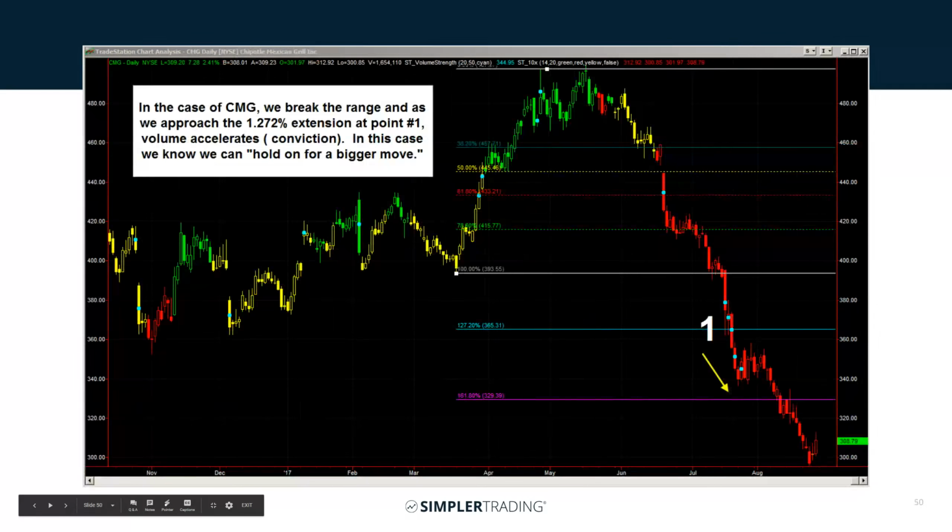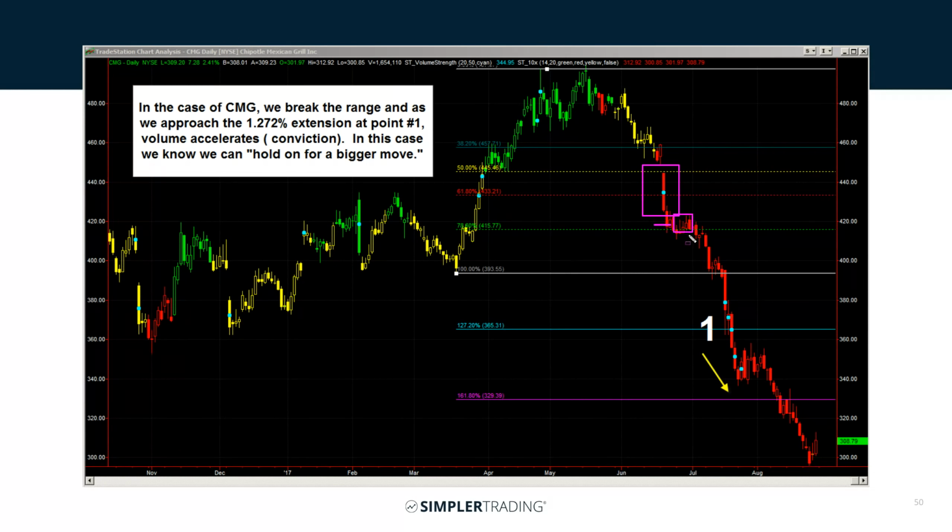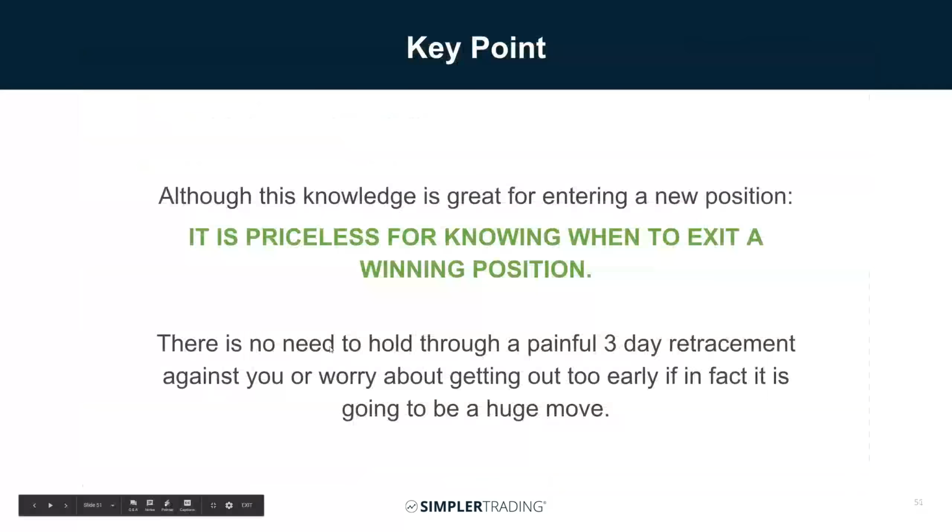Conversely, this is the daily chart of CMG, and you can see here that we get conviction plus momentum. And in this case, as long as there's momentum, momentum, momentum, and then you'll see as we break down, we get conviction, we blow through the 1.272, we blow through the 1.618. Okay, that's what I mean by just submitting yourself to the will of the market.